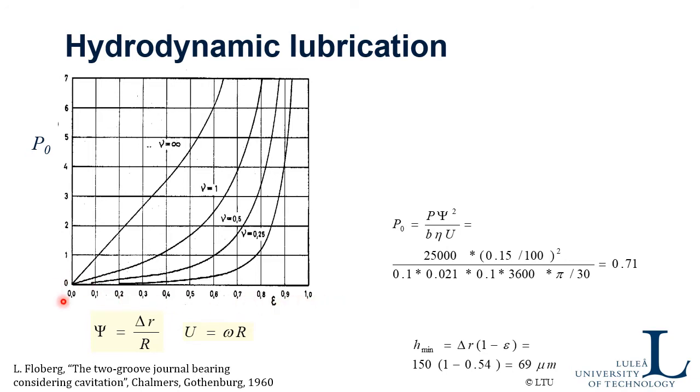So when the shaft is operating exactly concentric in the center of the bearing, the eccentricity is 0. When it's in contact with the bushing, with the bearing, it's 1. So then it's possible to compute the load carrying capacity for different length to diameter ratios, for different widths of the bearing.